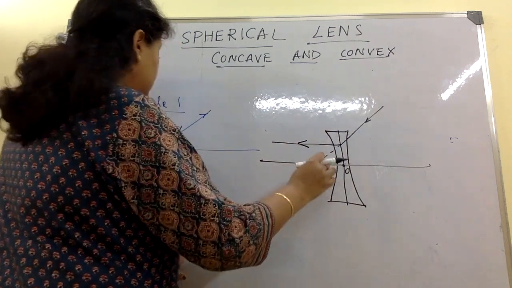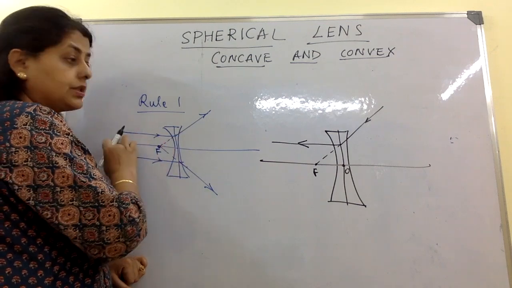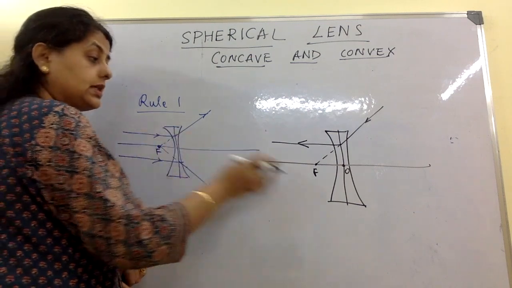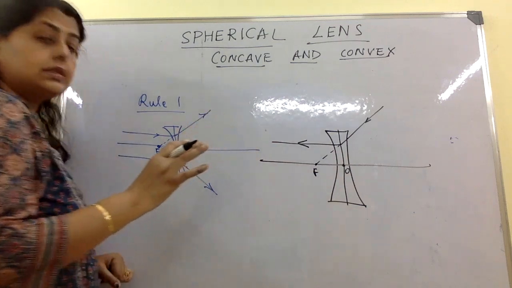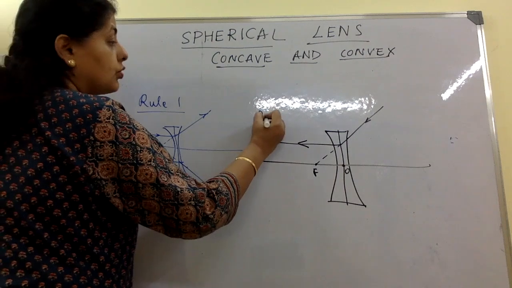So here you see just a reverse of this. This ray is coming as if directed at the focus, then it has to go parallel to the principal axis. Same thing down here. Okay, so it is a ray going parallel to the principal axis. That is our rule 2.